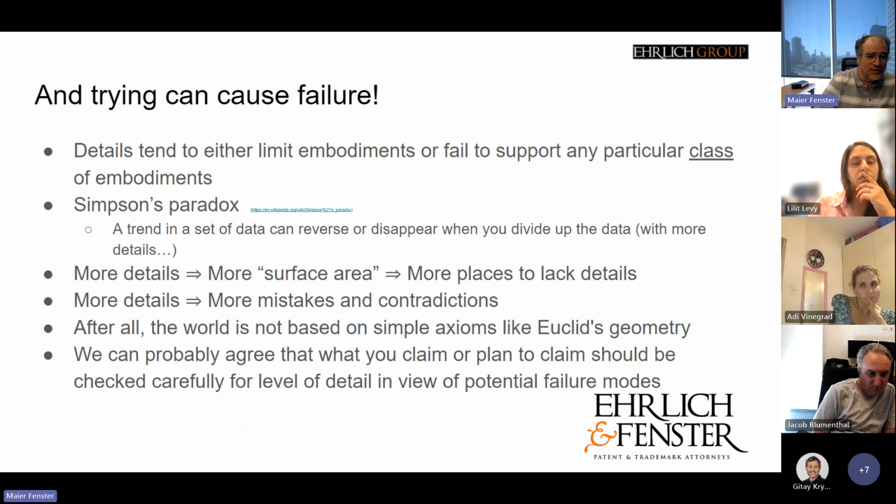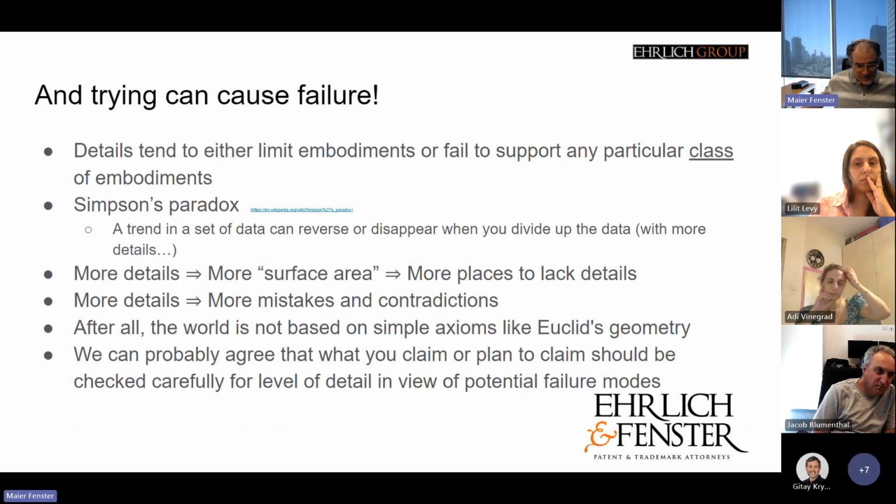And having more details can also cause failure. The simple case is the details have to limit something, and maybe they don't limit what you want them to limit. In general, the more details you have, the more details you need. The more details you have, the more likely you are to have a mistake.